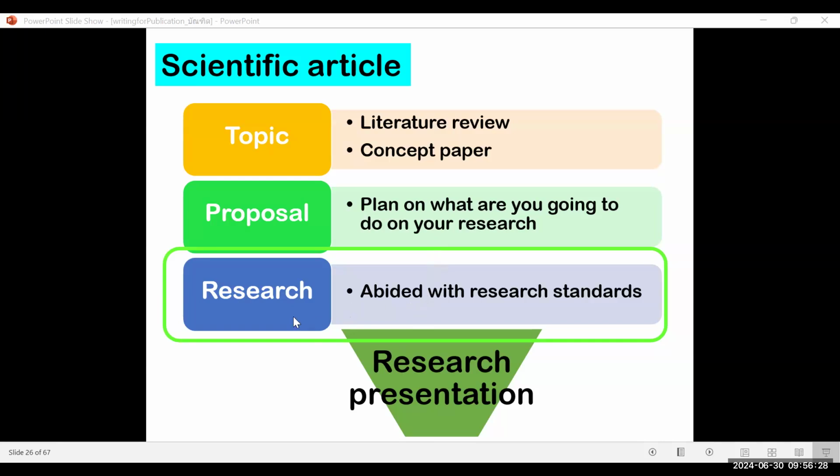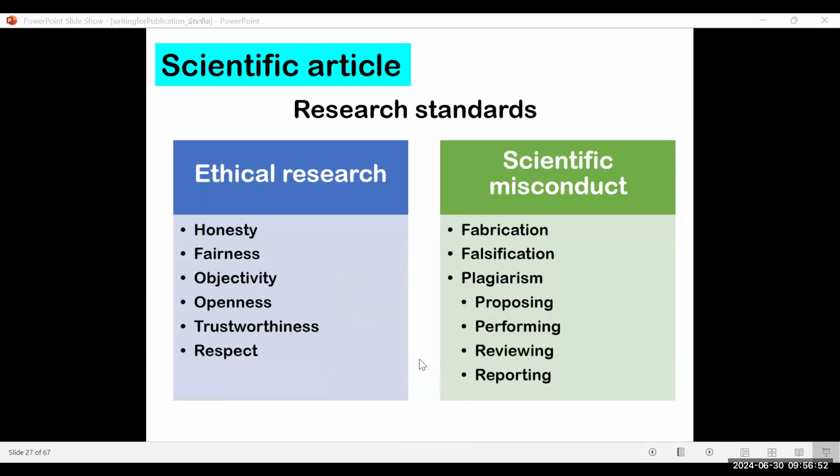In the green box of research, of course, we do research. All of our research work is supposed to abide by the research standard, and then we will have a good result proper for our presentations. Let's see what this means in terms of research standard.